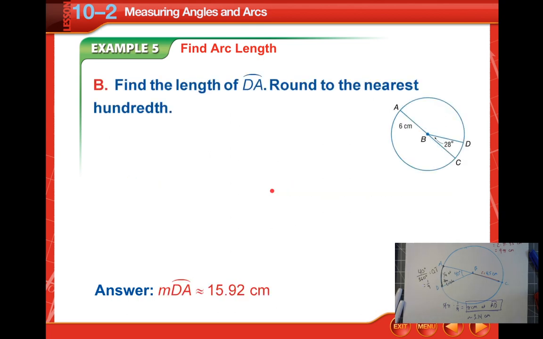Find the length of dA again to the nearest hundredth. I'll do this one as well, since we have nothing but time in our quarantine.